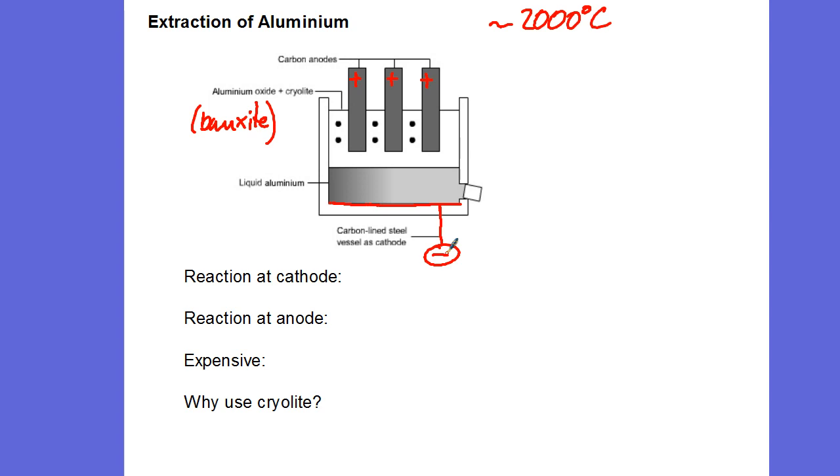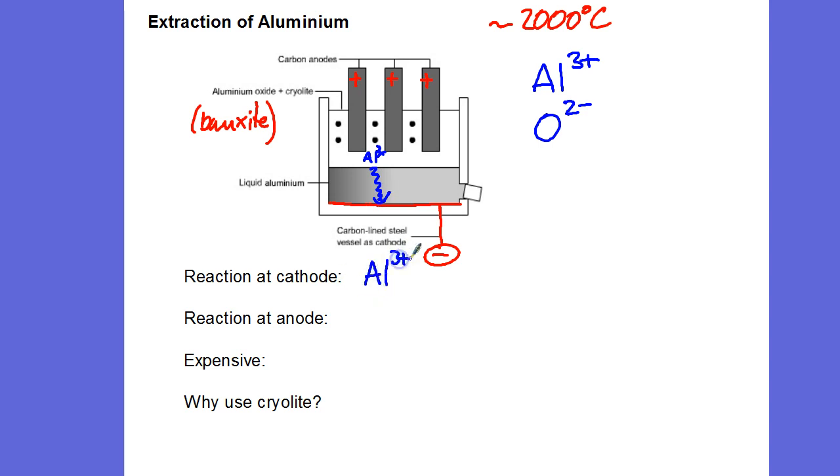So, what happens at the cathode? Well, which species do you think are going to be attracted to the cathode? In your reaction mixture, you have Al3+, and you also have O2-. And it's given away a little bit in the diagram that you form liquid aluminium here. So the aluminium 3+ ions, which are floating around in here, are attracted to the negative charge.